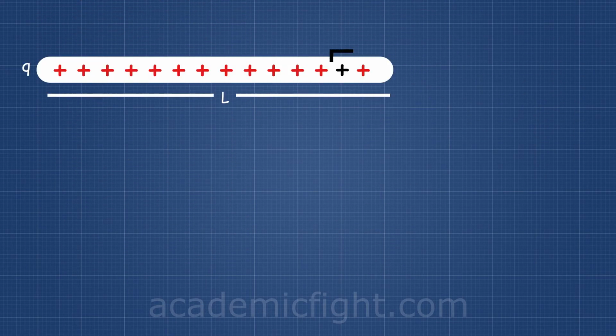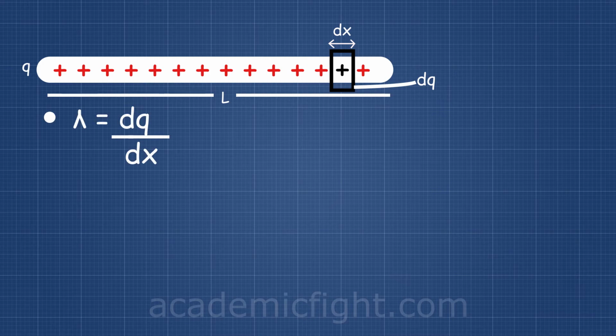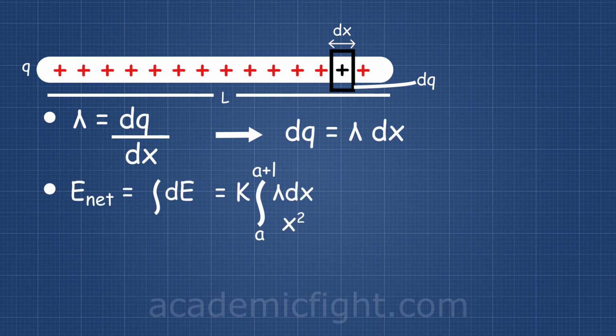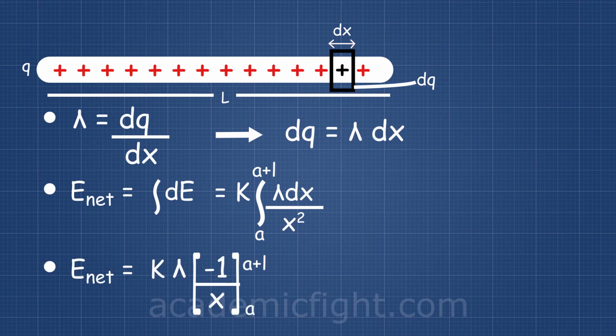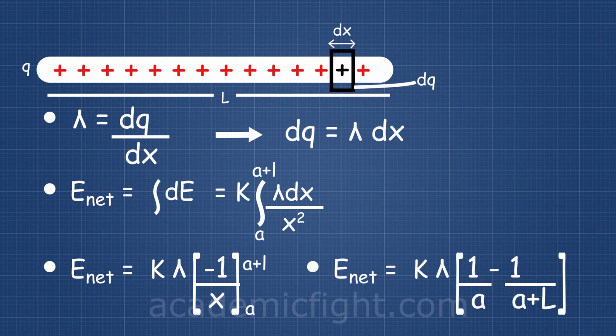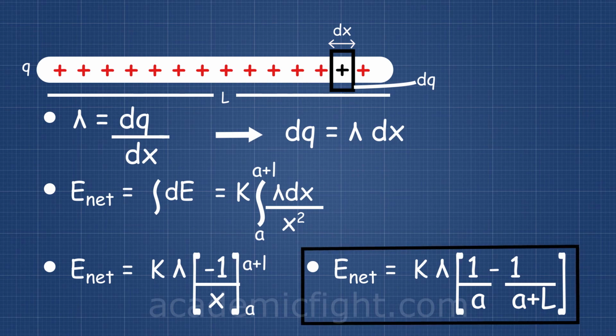Now, remember the term lambda? For this tiny length dx, we have lambda is equal to dq by dx. So we get the value of dq from here, and put it in the formula for dE. Putting the value of dq, we get E net is equal to the integration of k lambda dx by x squared. On integrating, we get E net is equal to k into lambda into minus 1 by x. When we put the values A and A plus L in place of x, we get the final value of E net. So E net is equal to k into lambda into bracket 1 by A minus 1 by A plus L. This is the final formula for the net electric field at a point P, which is at a distance of A from the rod whose length is L.